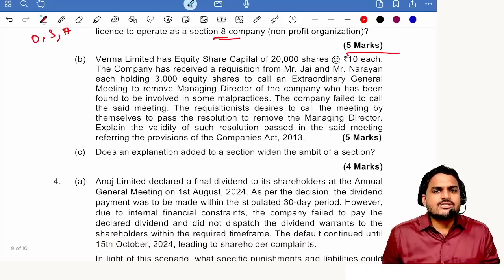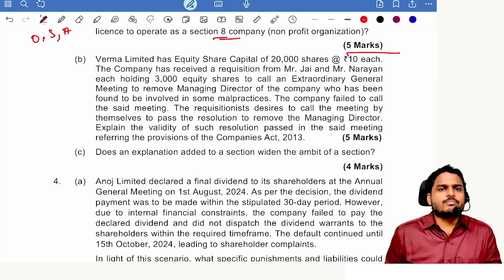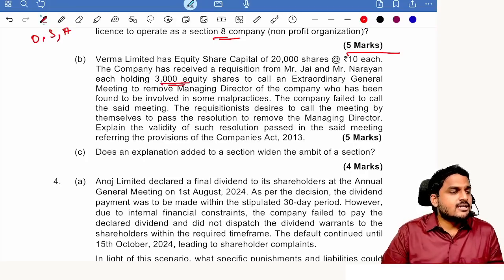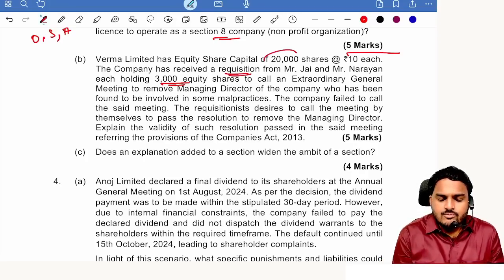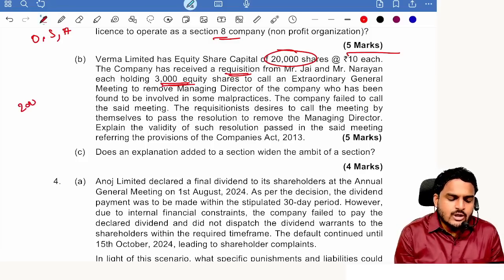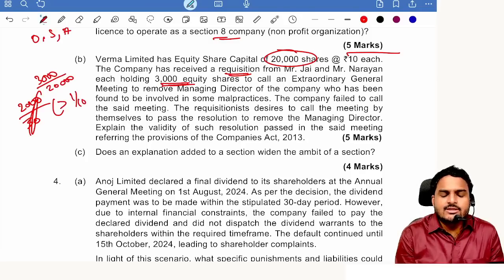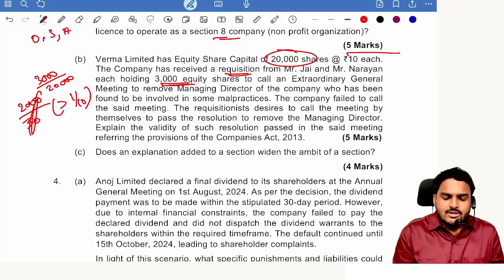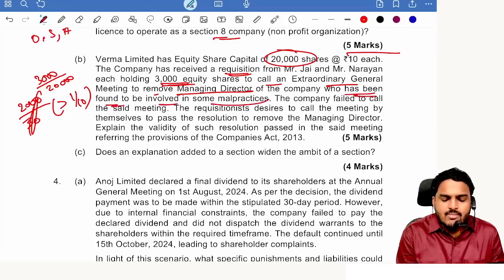Verma Limited has equity share capital of 20,000 shares of 10 rupees each. Company has received a requisition from Mr. Jai and Mr. Narayan, each holding 3,000 shares. Requisition, they are talking about requisition. Total number of shares 20,000. And how many shares these people are holding? 3,000. 3,000 divided by 20,000 means obviously greater than 1/10 of the capital only. That means requisition valid or invalid? Valid. To call an AGM to remove MD of company who has been found to be involved in some malpractices.